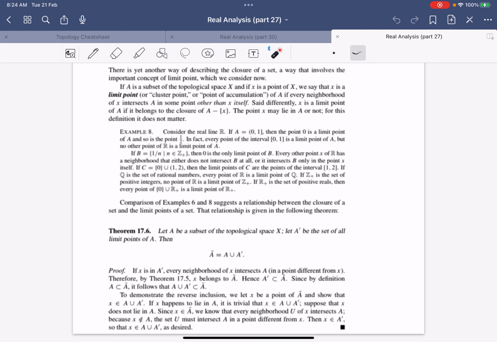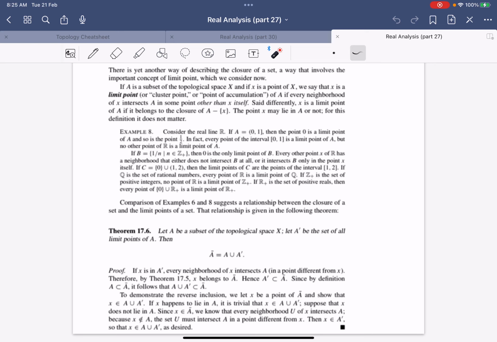And for the other side, we take a point in the closure. If it happens to lie in A, then it is true. So suppose it doesn't lie in A, we want to show that it is a limit point. So X is an element of the closure, but X now is not an element of A. Since it's an element of the closure, we know that every neighborhood intersects A. And because X is not in A, it must intersect at a point different from X. Thus, X is a limit point.